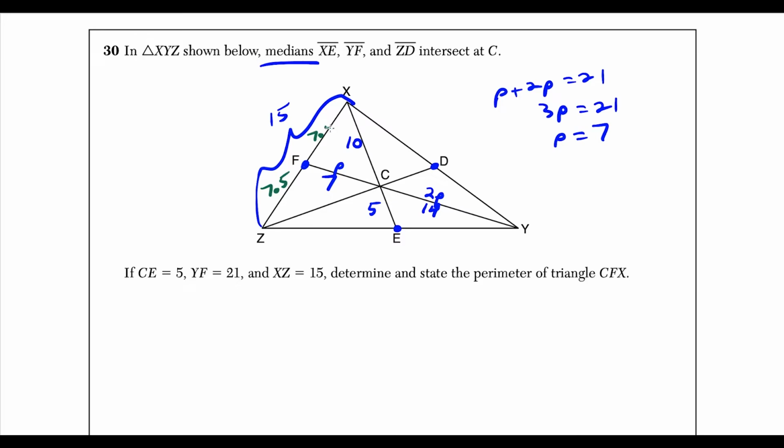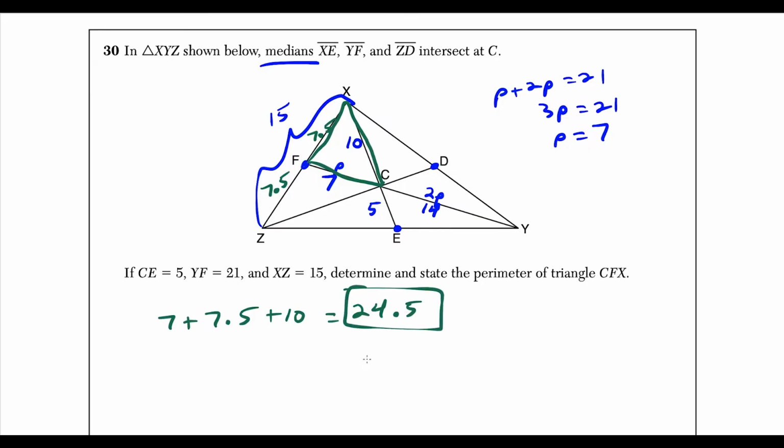So now let's think about what is the question actually asking for. We want the perimeter of CFX. So we want the perimeter of this triangle over here. So we just have to add those numbers together. So we're going to have 7 plus 7.5 plus 10. And just know this is going to give you 14.5. And 14.5 plus 10 is equal to 24.5. So this is the perimeter of triangle CFX.